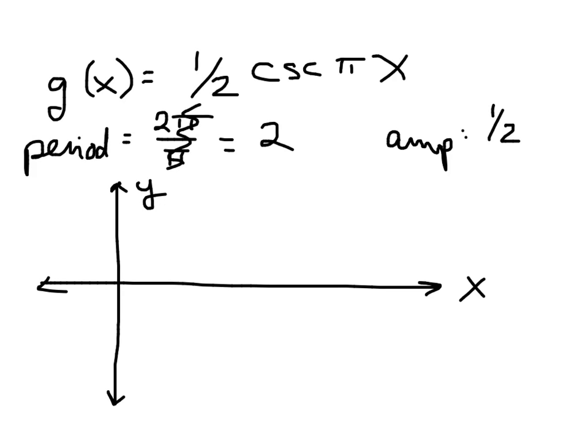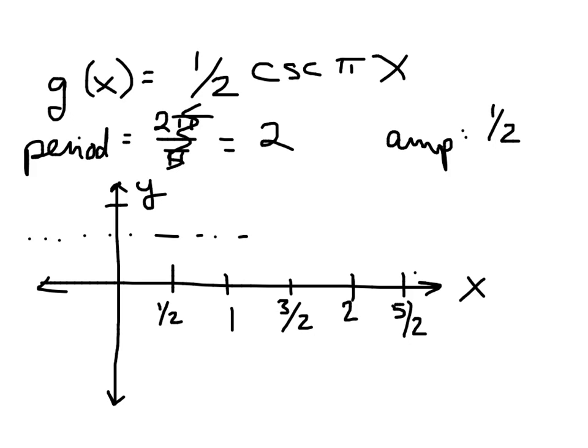How far out do I go? 2. Far enough, as long as I label it 2, right? What's half of 2? 1. What's half of 1? Half. What's halfway between 1 and 2? 3 halves. What's another half past 2? 5 halves. How high up do I go? I go a half, right? So my amp is right here.